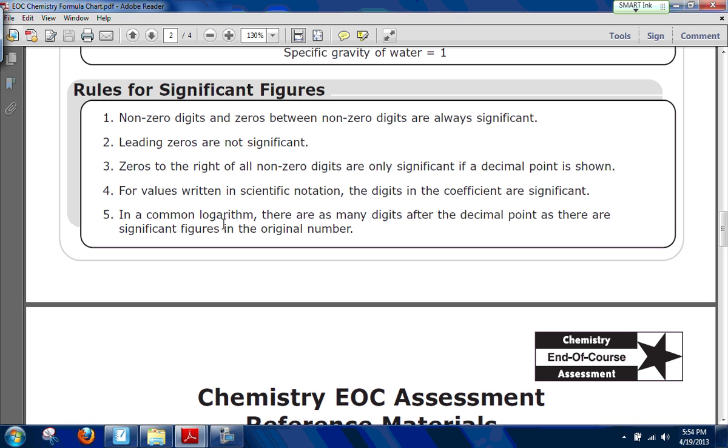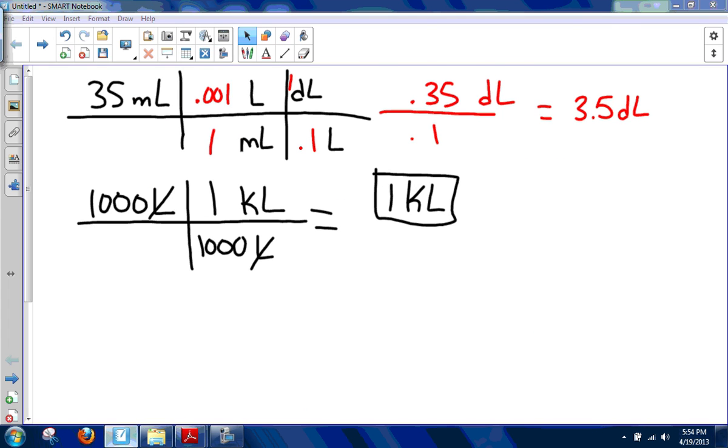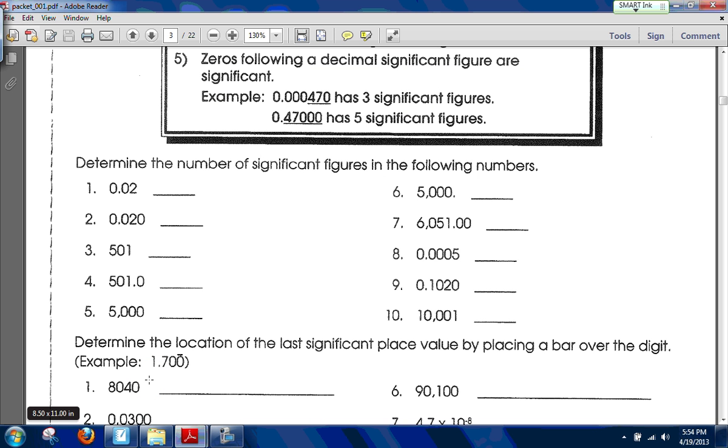So if it comes at the beginning of the number before any significant digits, it's going to be insignificant. So the only one that's actually significant in here is the 2. So that is 1 significant figure. Okay? We're going to do number 7 next.